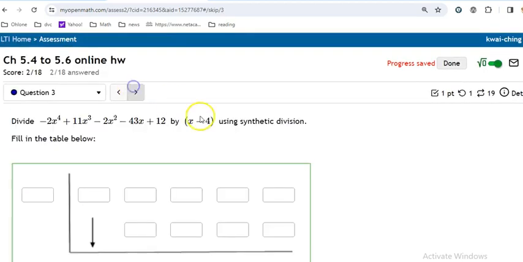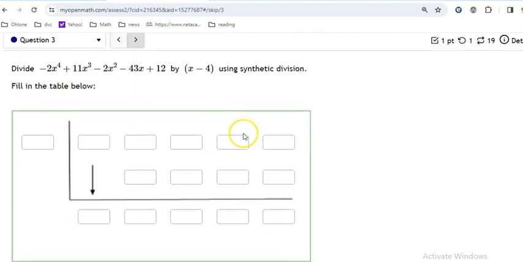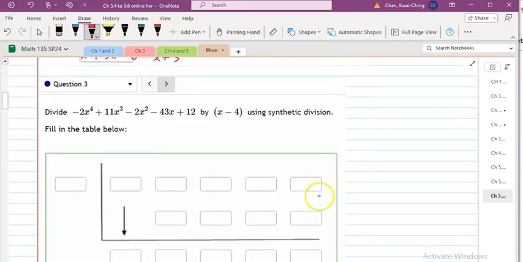Okay. Question 3. I'm going to just do it here. If I want to divide by x minus 4, my number outside should be 4, because I will pretend that I'm finding the zero. So x is equal to 4. This is the zero; this is the factor. So record the coefficients.